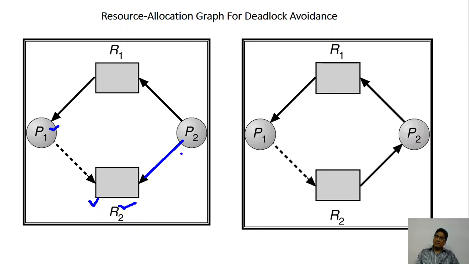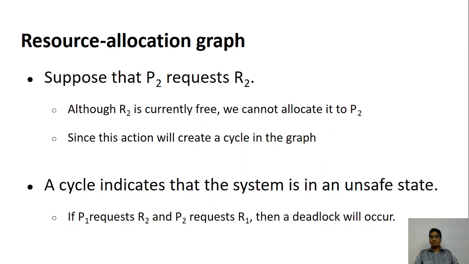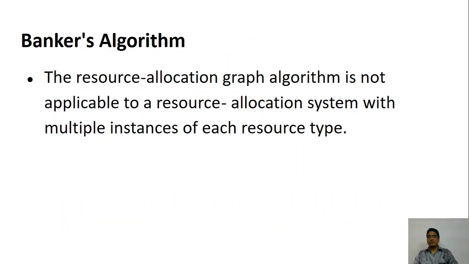This request will be changed to an assignment, so it is already assigned. Now in this case, you will notice that there is a cycle. If you feel pity on P2 and start giving the resource, you will end up in an unsafe state. So this is what is written as such.